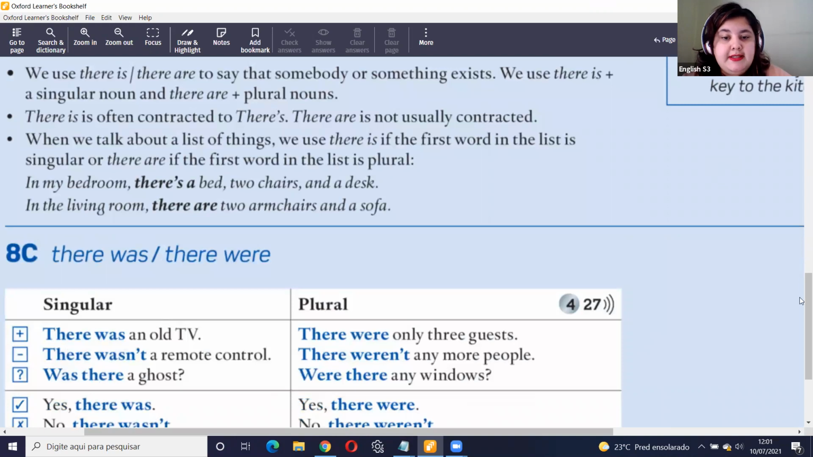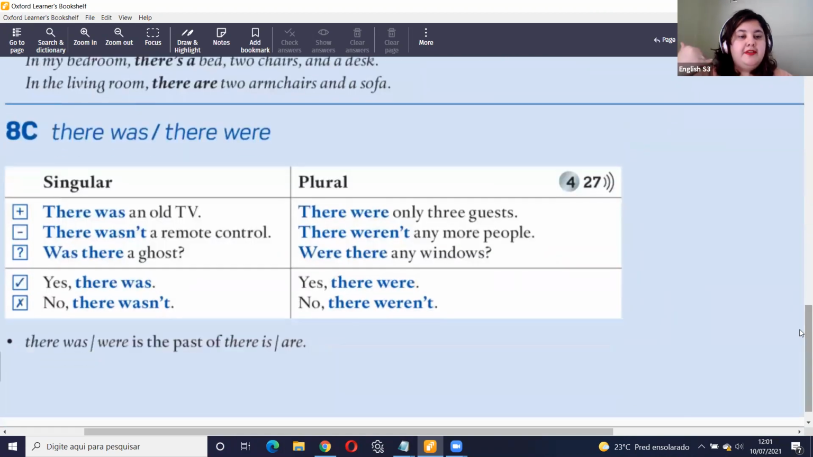And in Unit 8C, we saw there was and there were, which is basically there is, there are in the past. Now let's think about the past. I moved to my house in 2001. Before that, I lived in an apartment. In my old apartment, there were 2 rooms, but in my new house, there are 3 rooms. In my old apartment, there was only 1 bathroom, but in my new house, there are 3 bathrooms, sorry. Okay, so there was and there were is in the past.